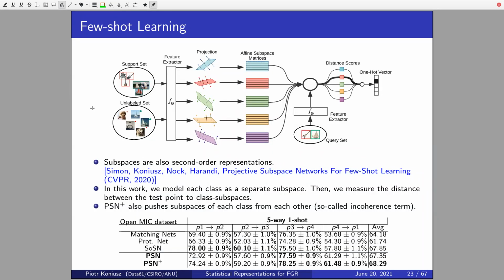Further examples: one can use second-order statistics to model prototypes for few-shot learning. So, for instance, images from the same class can be represented by an affine subspace, and then one can perform querying, looking at whether a query is closer to one or the other subspace in order to perform classification. So again, in comparison, prototypical networks are first-order networks, and PSN essentially uses affine subspaces, which is a second-order network. The boost is visible between first and second order.